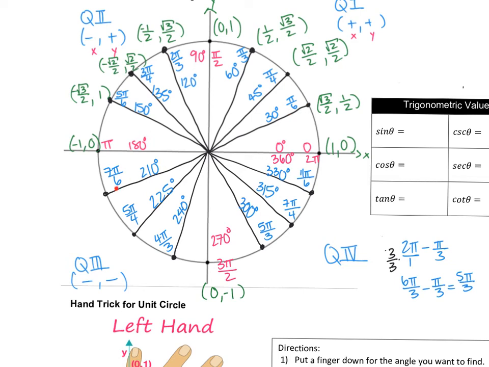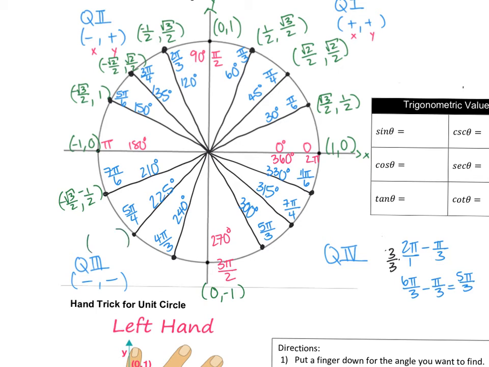Notice the denominator, they're the same. So that means I need to grab this coordinate and pop it over here. So square root of 3 over 2 and 1/2. The only thing about being in the third quadrant is that both values need to be negative. So this is a negative square root of 3 over 2 and a negative 1/2.